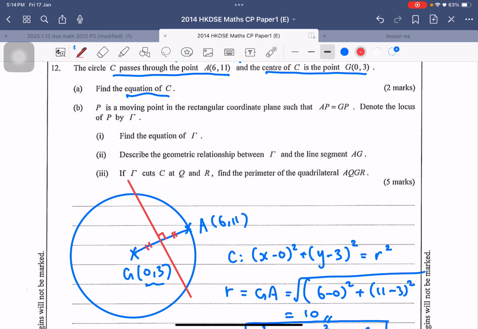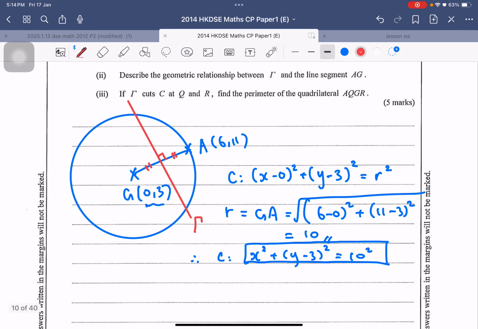So this is your torque. How do we find this equation? This is a straight line, so it should be y equals mx plus c, isn't it? Yeah. So the torque must be in the format of y equal to mx plus c.